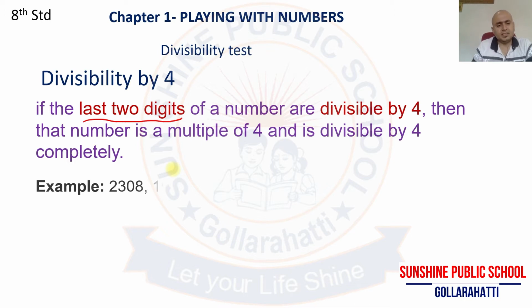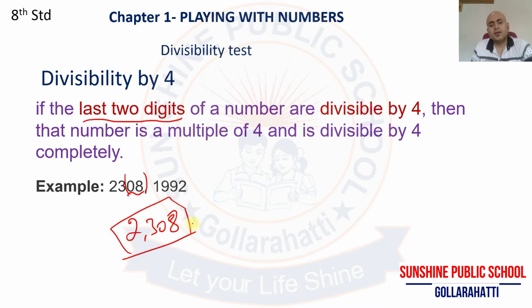Okay, look at an example: 2308. The last 2 digits are 08. Is 08 divisible by 4? Yes, because 4 twos are 8. So the total number, 2308, is also divisible by 4. You should check the last 2 digits.